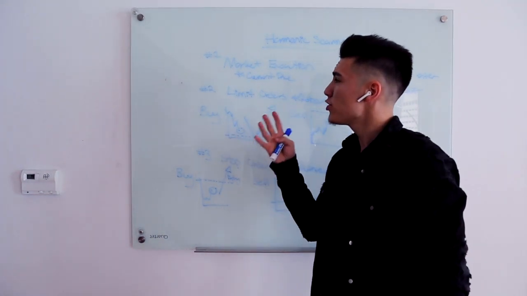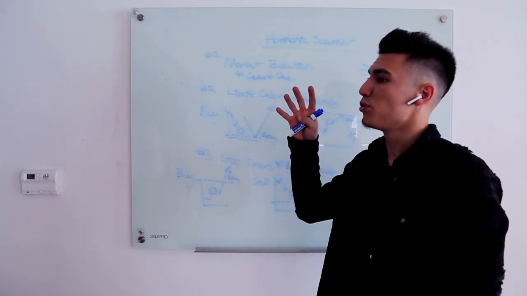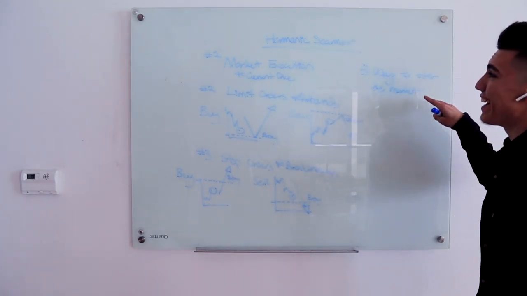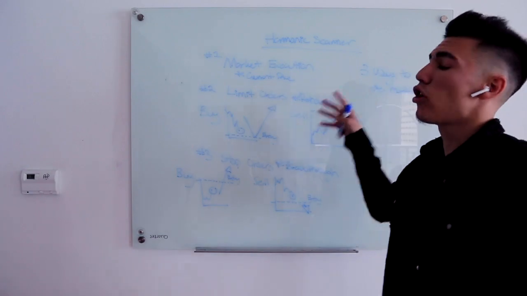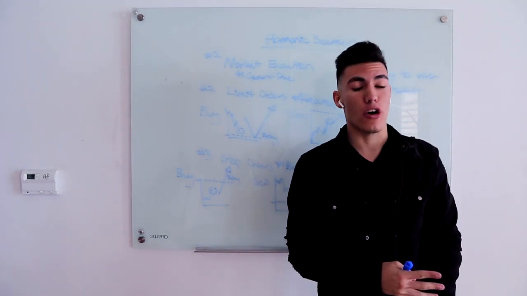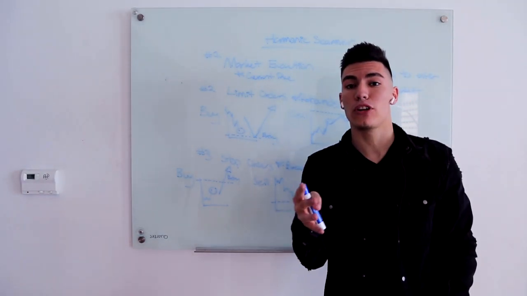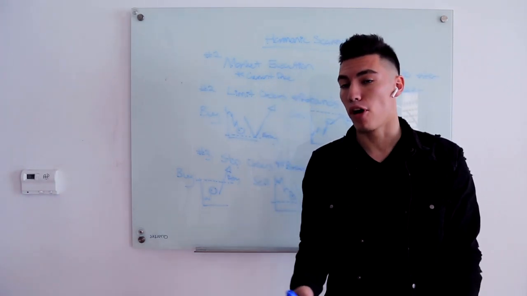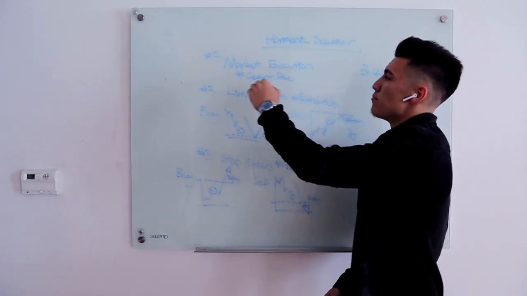All right, so once you guys know how to use the rules to your advantage, we're going to show you the 3 ways to enter the market using the harmonic scanner. And these 3 ways are universal. So anytime you guys ever trade on your own, you're going to need to utilize the 3 ways to enter the market. Number 1 is the market execution.